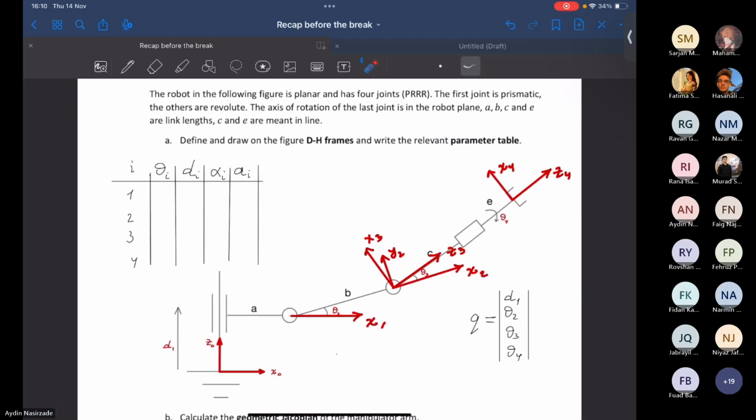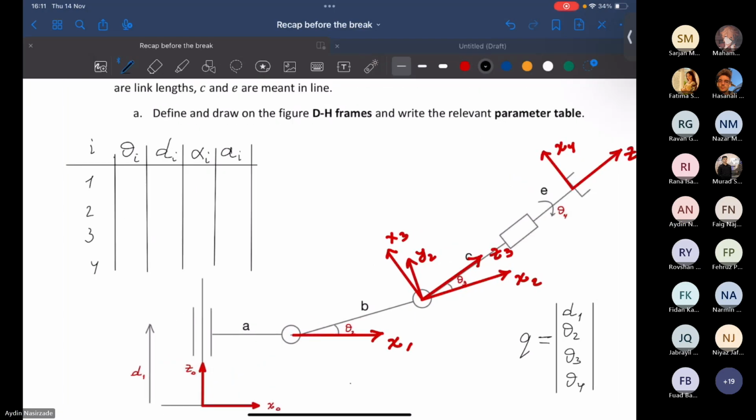What is theta 1? What do you think it is? The question for theta 1 was around z0, how much we have to rotate x0 so that it can align with x1. What is the answer? 0, because after actuating joint 1, the angle between these two is 0 all the time, so it's going to be 0. It's a constant. I'm writing it in red.